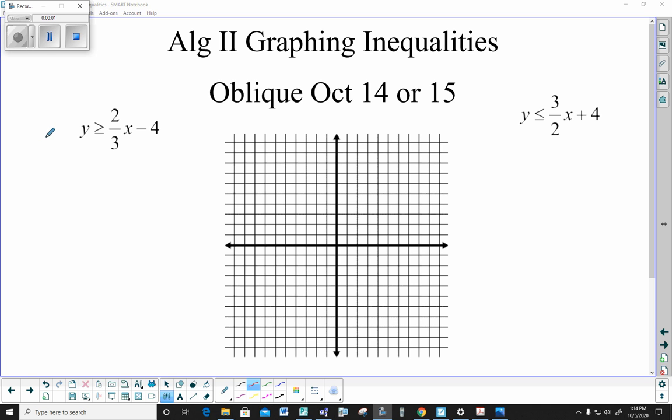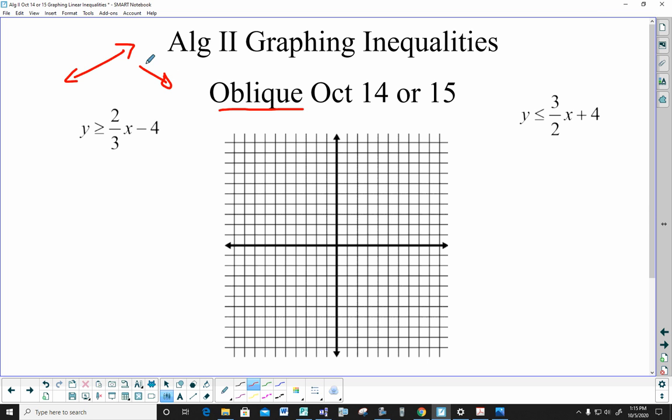So you guys are going to be graphing lines that are not vertical or horizontal. In other words, the fancy word for that is oblique. Oblique just means that it's diagonal. It's not horizontal, not vertical. It doesn't matter the direction of the diagonality.